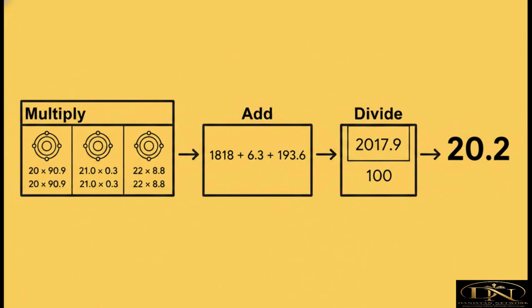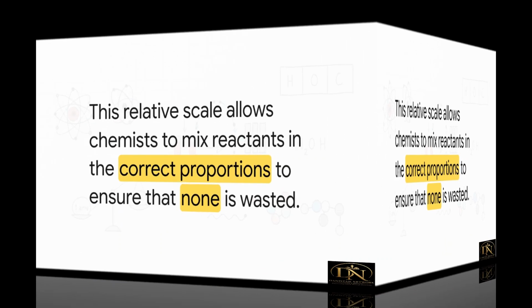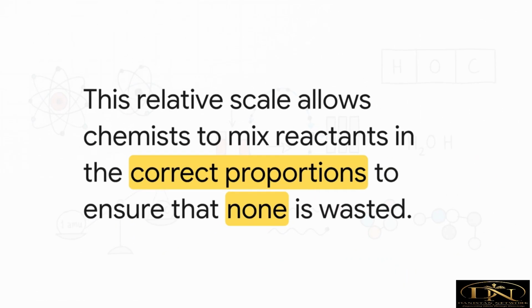And it makes perfect sense that the answer is close to 20 because the neon-20 isotope was the most abundant by a long shot. So let's bring it all back. The main takeaway here is pretty cool. We started with what seemed like an impossible problem, weighing a single atom. But by inventing this clever relative scale, anchored to carbon-12, chemists found a way to work with atoms and molecules with incredible precision, all without ever putting a single one on a scale.